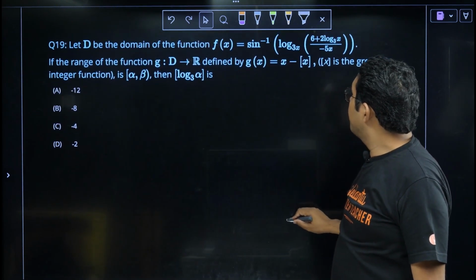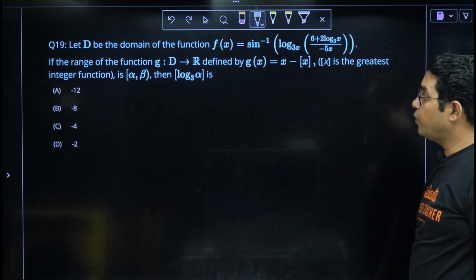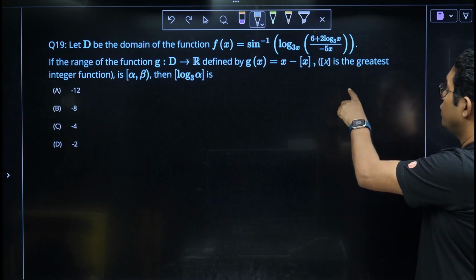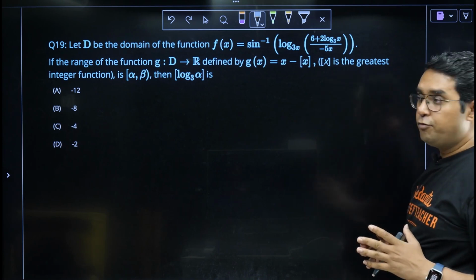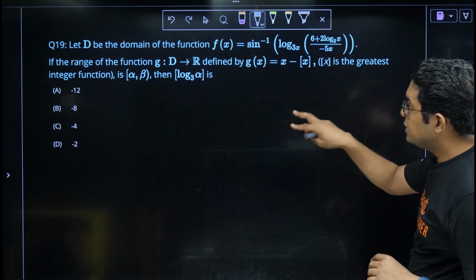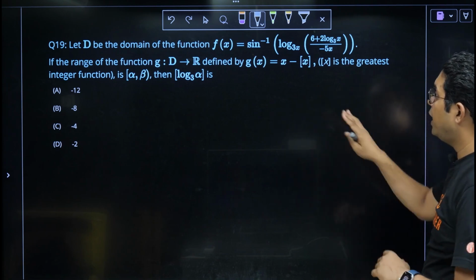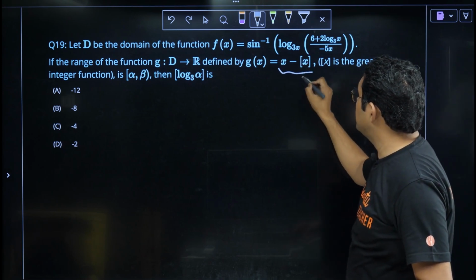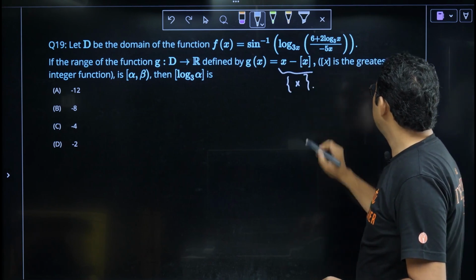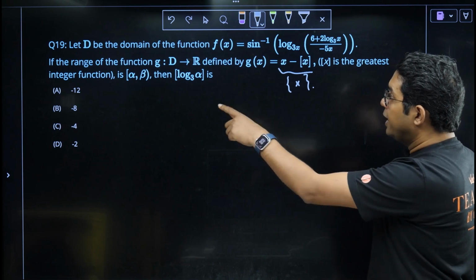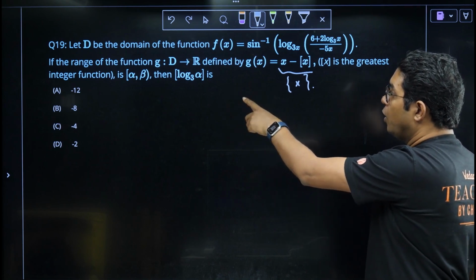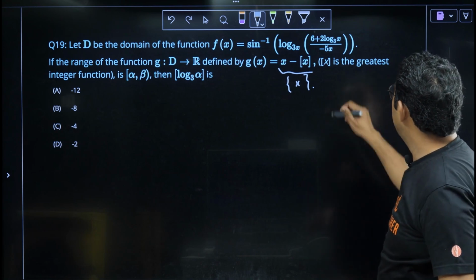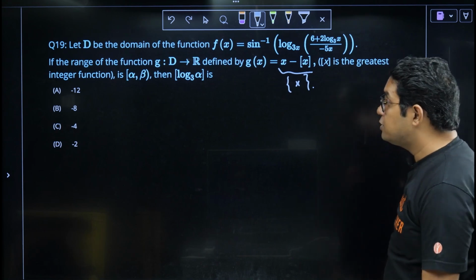Question number 19. Yeah, I think this is involving some calculation. D is the domain of the function f(x) equal to sine inverse of log of this thing. If the range of the function g, such that g from D to R is defined by g(x) = x minus [x], so that combined thing is actually the fractional part of x only, is (alpha, beta), then we have to find the log of alpha base 3 of this thing. Okay, the greatest integer function is mentioned here. So please see how this can be done.